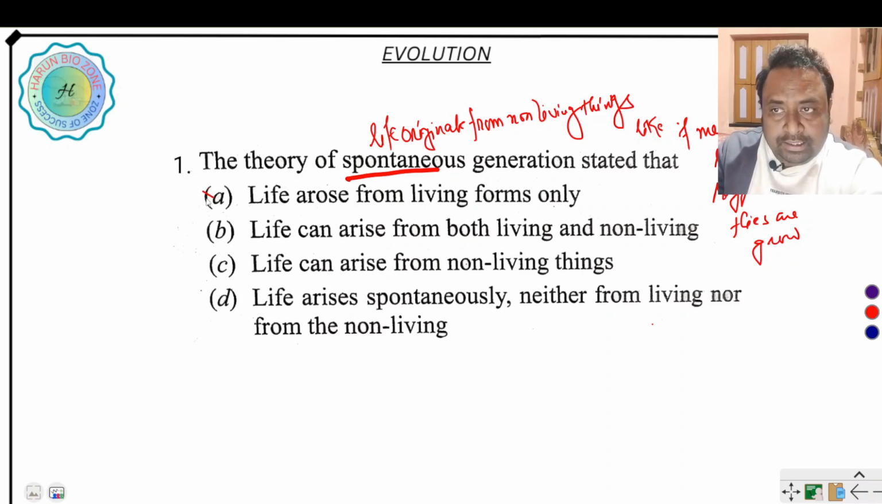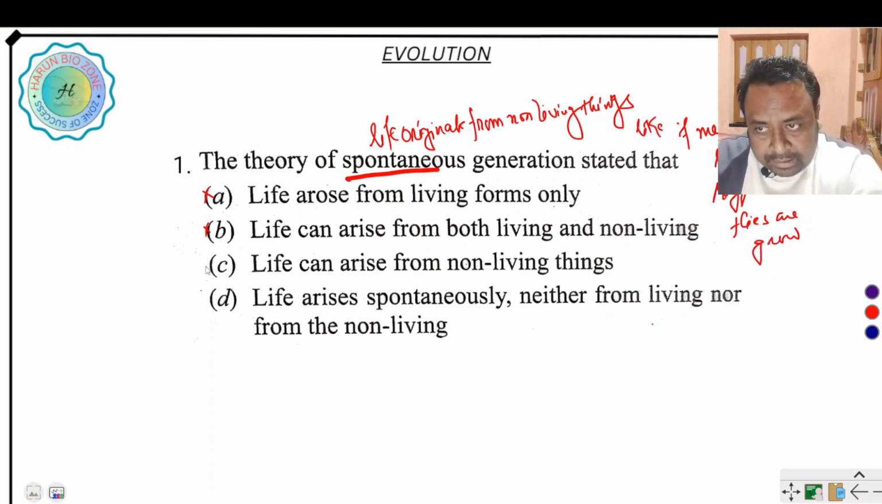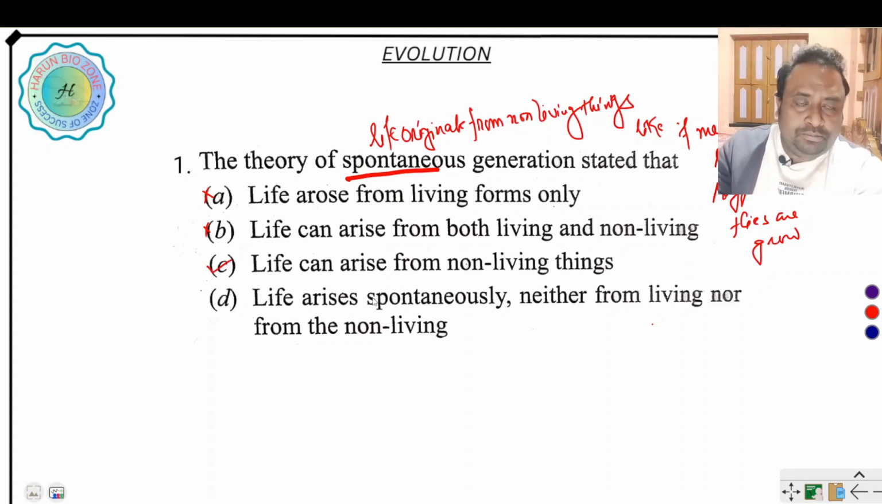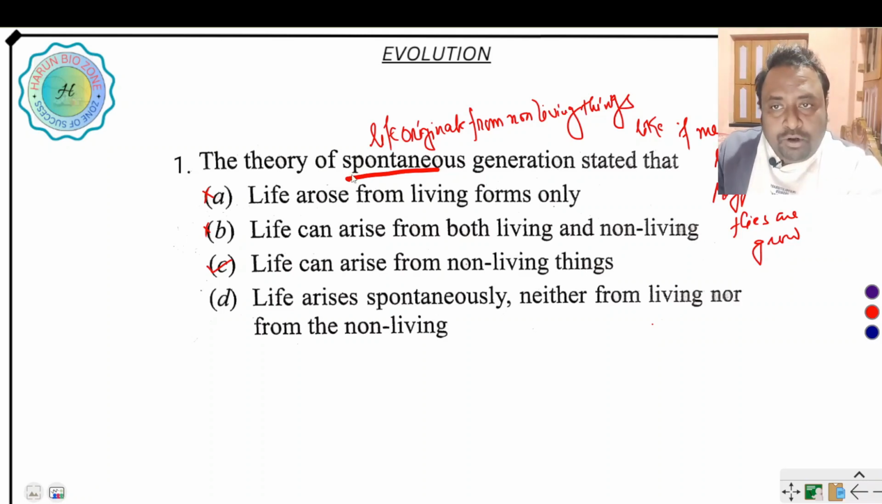This is not the correct answer. Life can arise from both living and non-living, not false. Sorry. Life can arise from non-living things. This is the correct answer. Life arises spontaneously. It means continuously, neither from living nor from non-living. This is false.